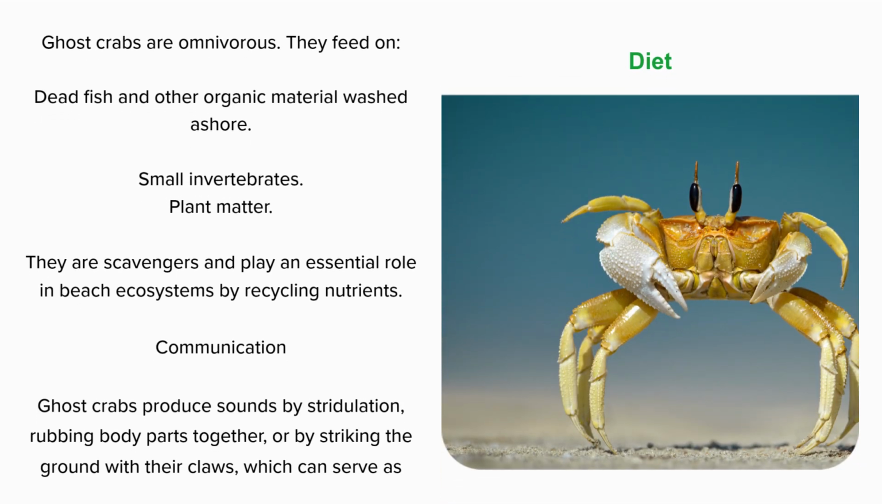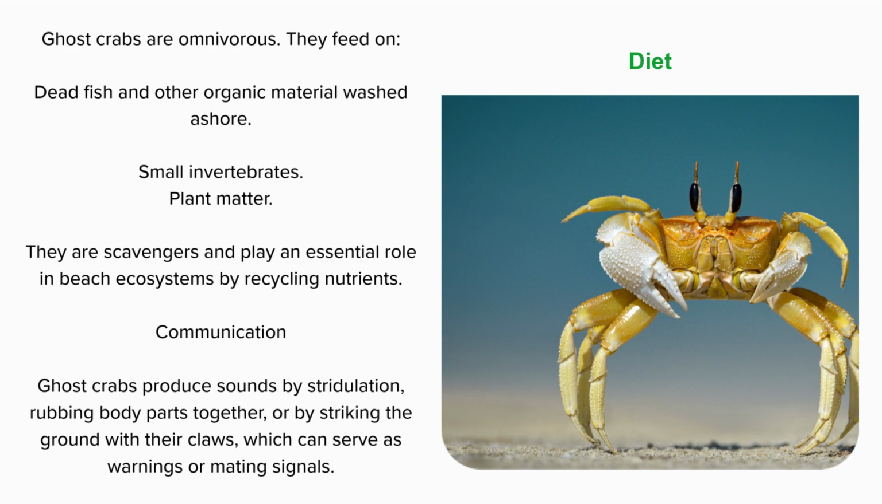Diet. Ghost crabs are omnivorous. They feed on dead fish and other organic material washed ashore, small invertebrates, and plant matter. They are scavengers and play an essential role in beach ecosystems by recycling nutrients. Communication. Ghost crabs produce sounds by stridulation, rubbing body parts together, or by striking the ground with their claws, which can serve as warnings or mating signals.